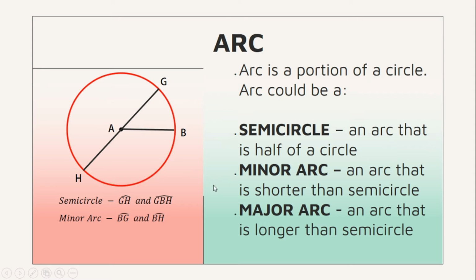So, if we have minor arc, we have this major arc. Pag major arc naman, this is an arc that is longer than semicircle. Mas malaki daw sa ating semicircle. So, ano yon? In this given circle, we have one major arc, and that is arc GHB. Ayan, pag ganun. This is a major arc, tama? If you're gonna take a look in this arc, this is more than or longer than our semicircle. And then we can also name this as BHG.